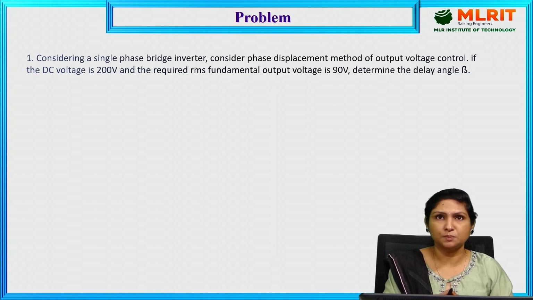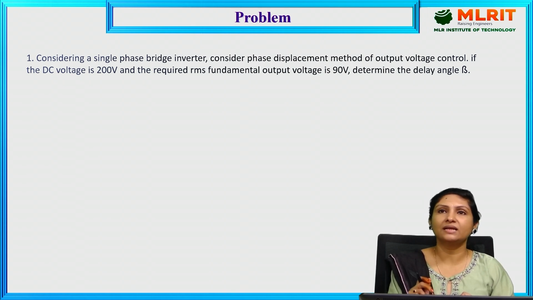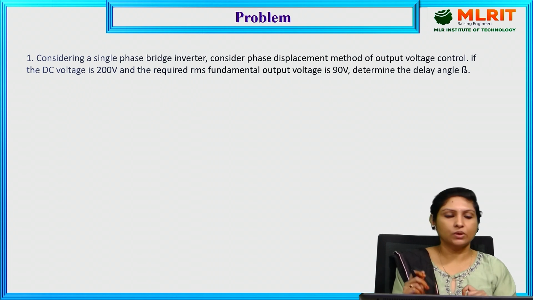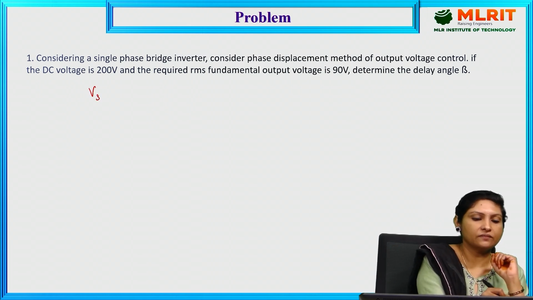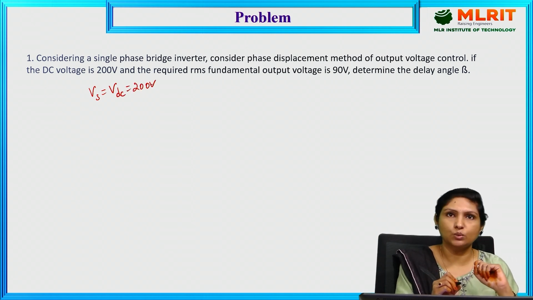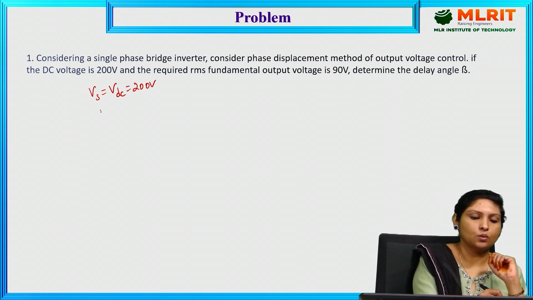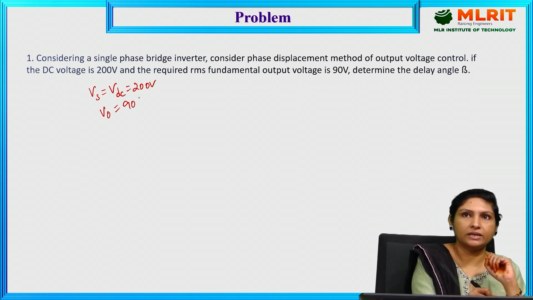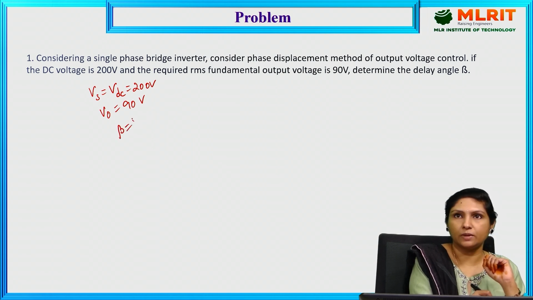Considering a single phase bridge inverter, consider the phase displacement method of output voltage control. If the DC voltage is 200 volts and the required RMS fundamental output voltage is 90 volts, determine the delay angle beta, he is asking. So here the DC voltage Vs is equal to VDC, equal to 200 volts, and the other thing given is the output voltage V0, equal to 90 volts. He is asking us to determine beta.